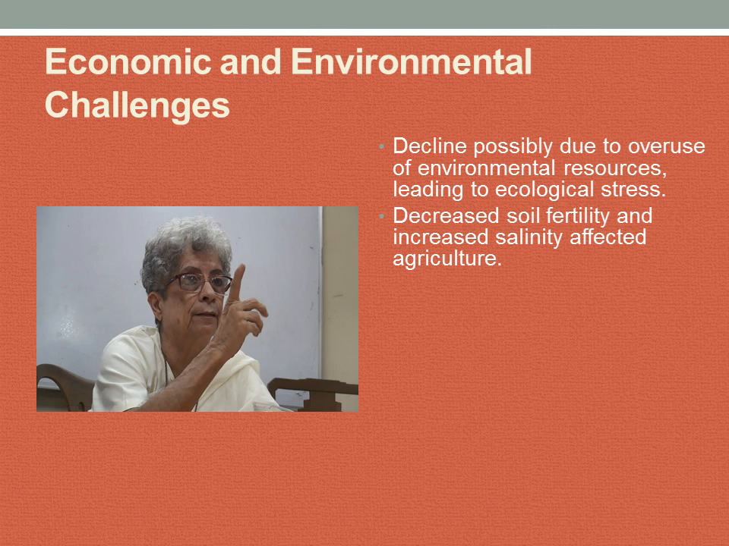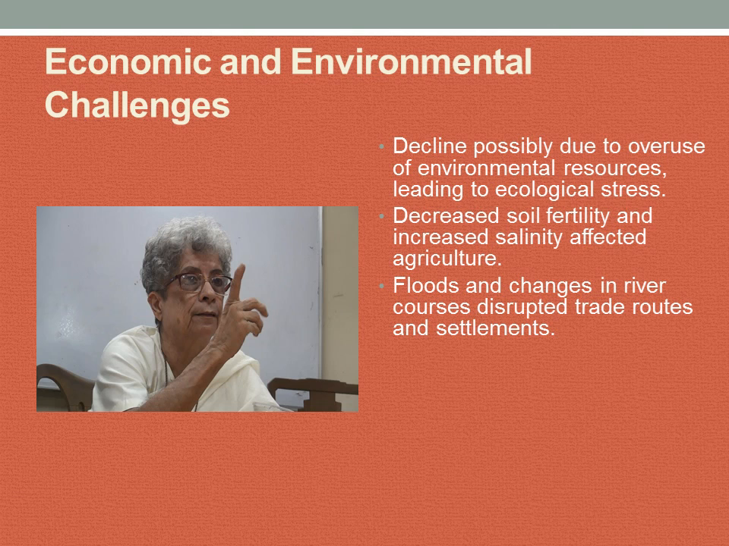So the fertility of the soil decreased because of the change in courses of rivers and many other ecological factors. The fertility of soil decreased and the salinity of soil increased, which means that sea water came into land and salinity of soil increased, and the decline of fertility always leads to decreased production in agricultural products. Hence, that was the reason behind the decline.